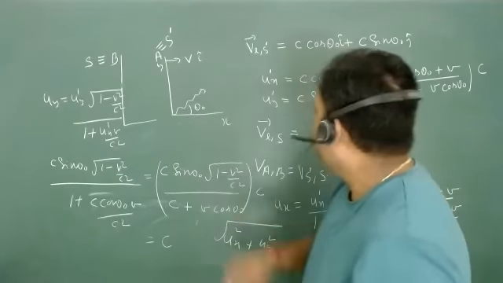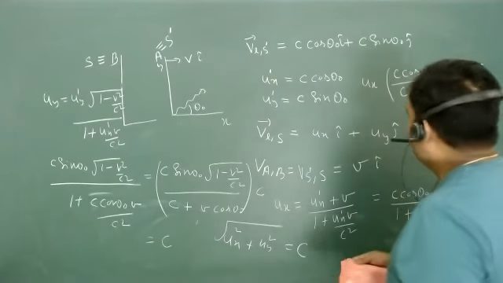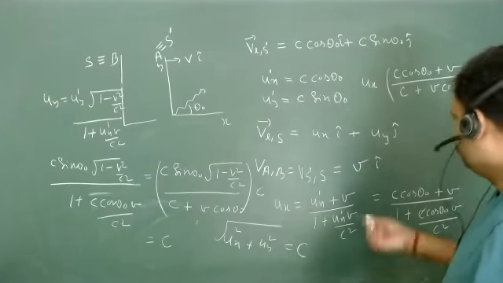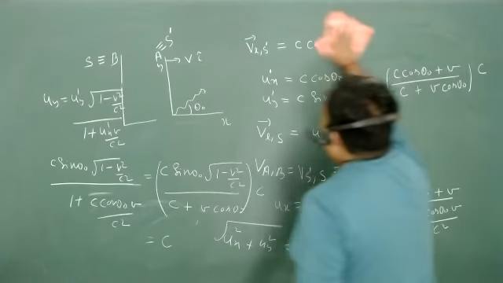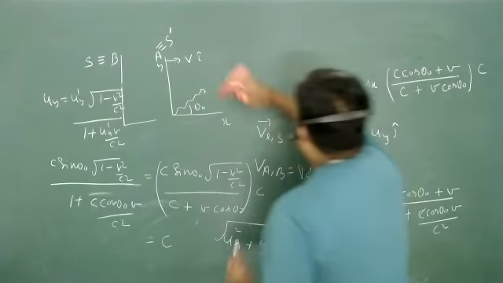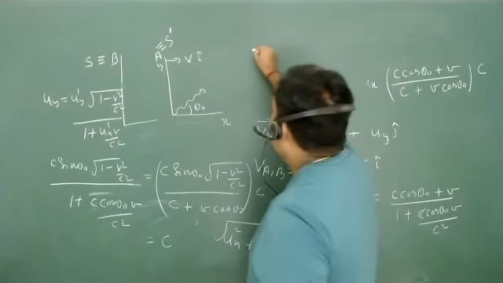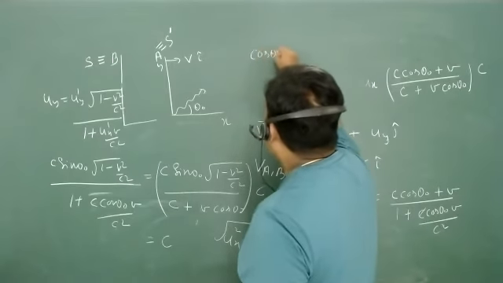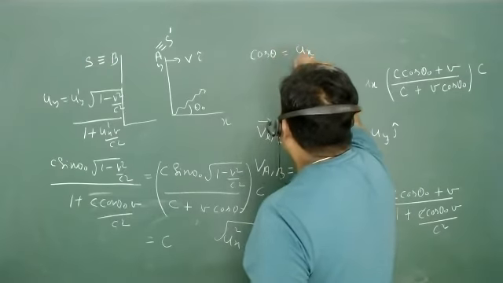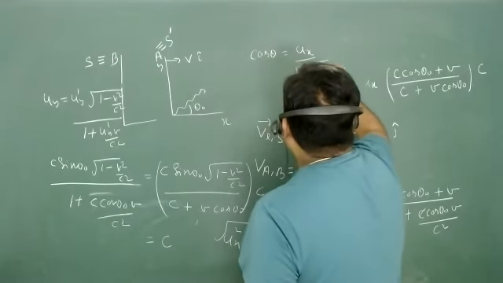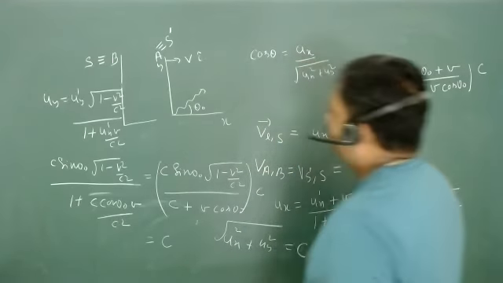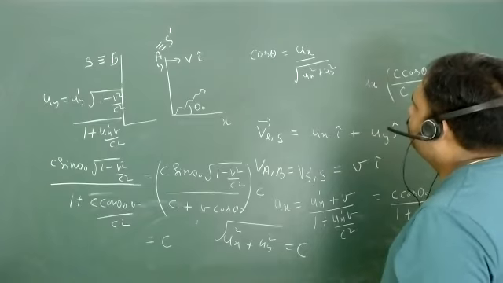And what will be the value of cos theta? What will be the value of cos theta for examination purposes? They have asked what is the value of cos theta. What should be cos theta? Can I write cos theta as nothing but Ux upon root under Ux square plus Uy square? Can I write something like this?